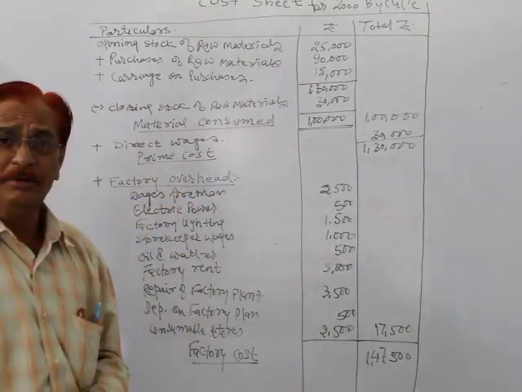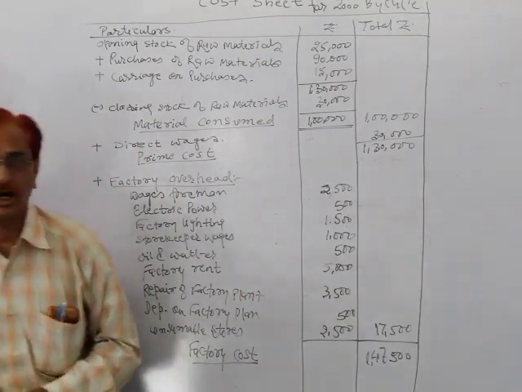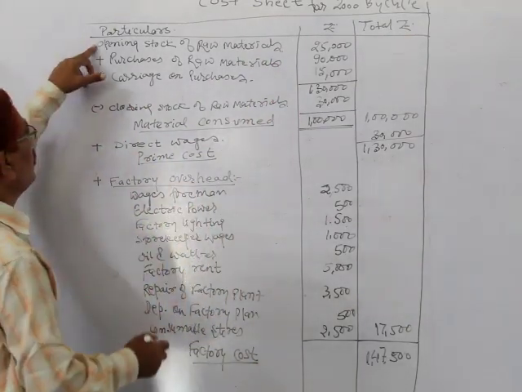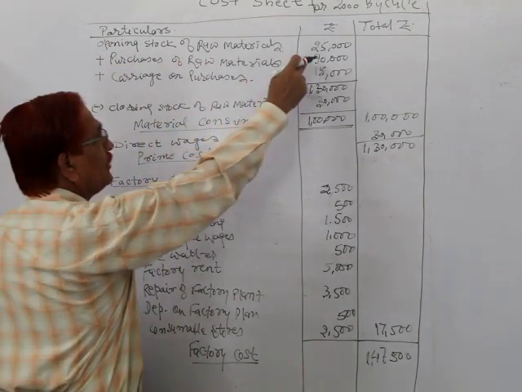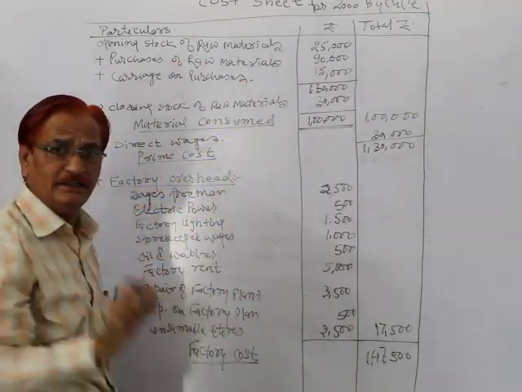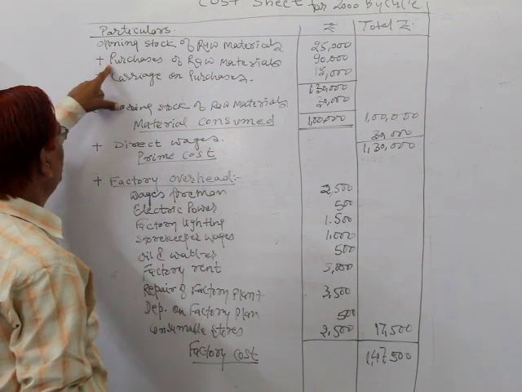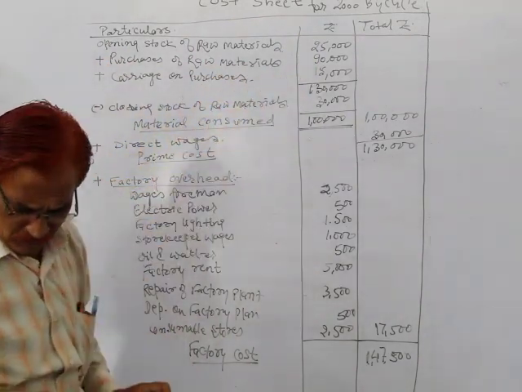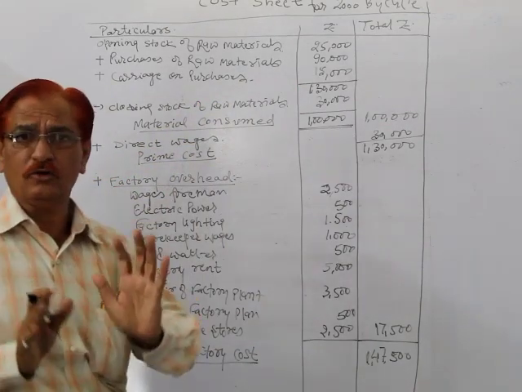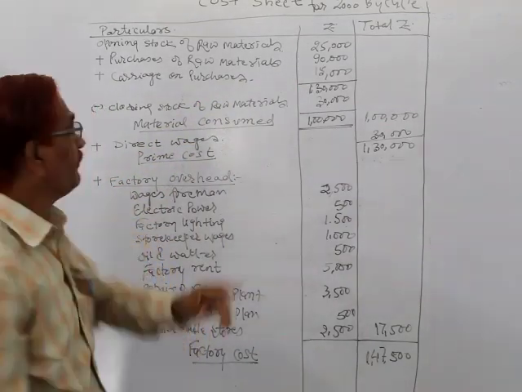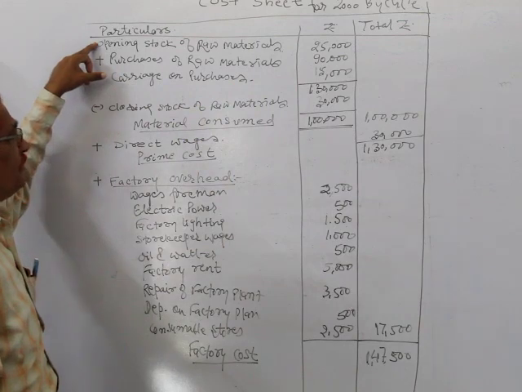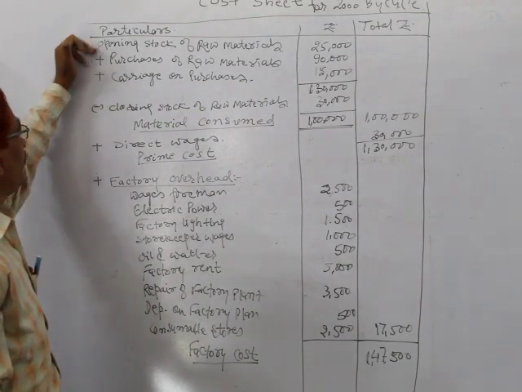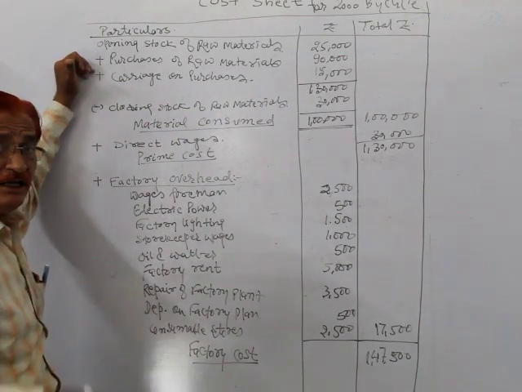When you go through the problem, the first item is the opening stock of raw material. Look here, the opening stock of raw material is rupees 25,000. It's in the problem. There will be plus purchases of raw material 90,000. You go through the problem. Opening and closing may be joint, but when we use the opening stock of raw material, immediately there will be no closing stock. There is an equation.